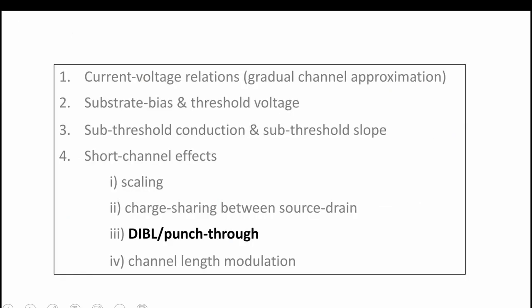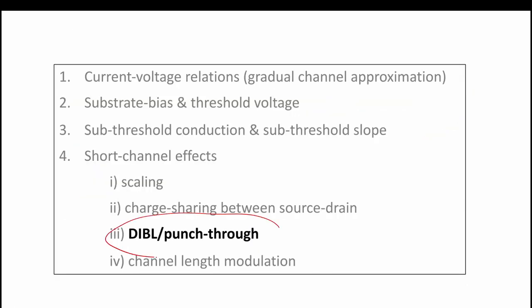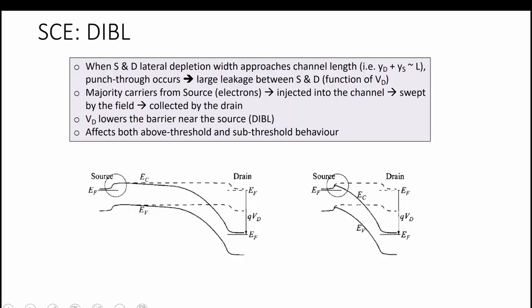Okay, so now drain induced barrier lowering. Whatever the voltage we are applying at the drain, for short channels, how is this depletion region behaving with the application of the drain voltage, and if it is lowered too much, what will happen? Initially, for a large channel, with the application of the voltage, whatever electrons jump through this will go through the channel.